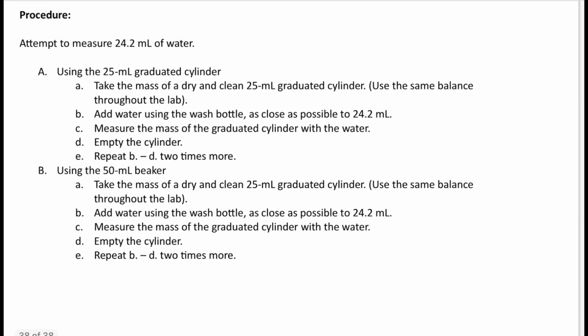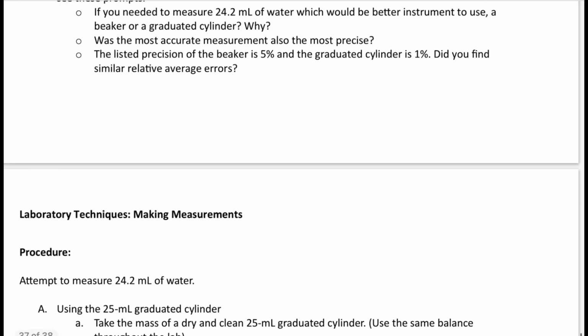And then finally, the actual procedure itself. The actual procedure is very simple. I'll demonstrate this in the lab, but what you're going to do is take your graduated cylinder, just make sure that it's dry when you start off. You're going to put it on the balance, make sure the balance is 0, so it should be reading 0 first. Put it on the balance, you'll get a reading, a mass, write down the digits that you see.